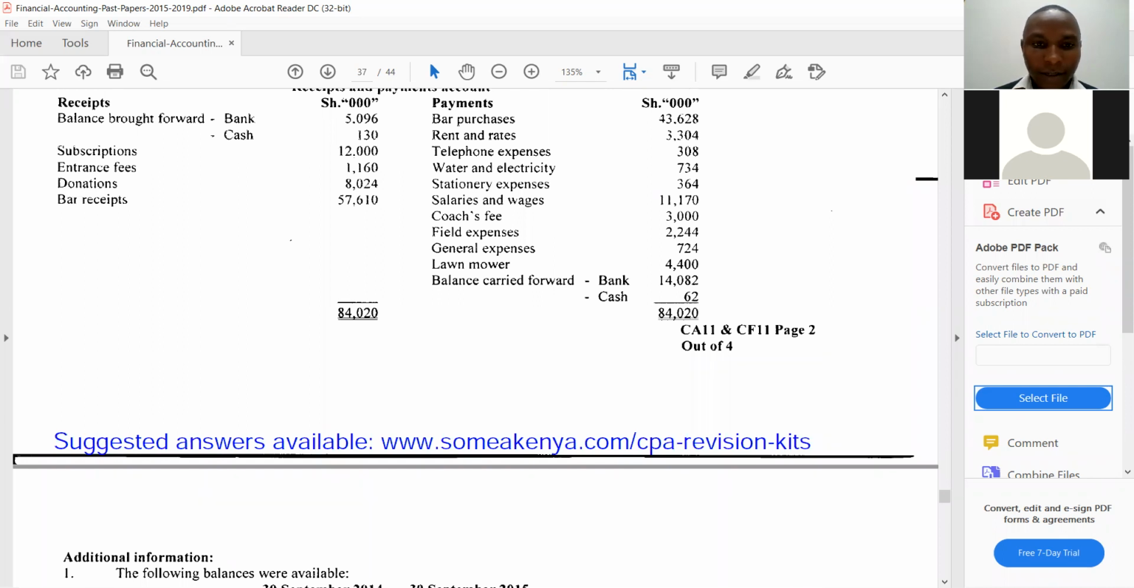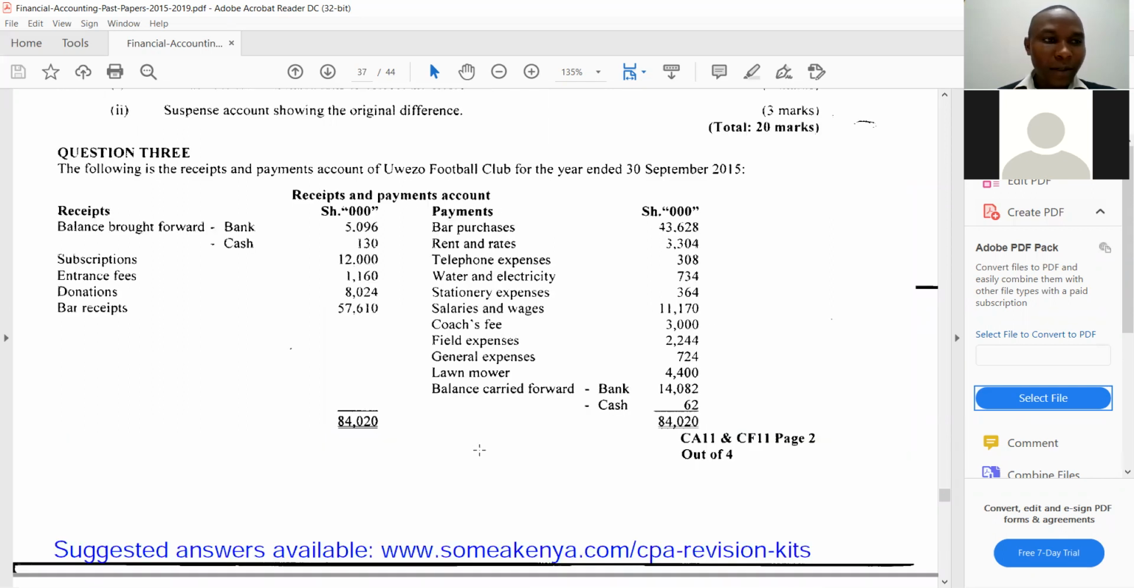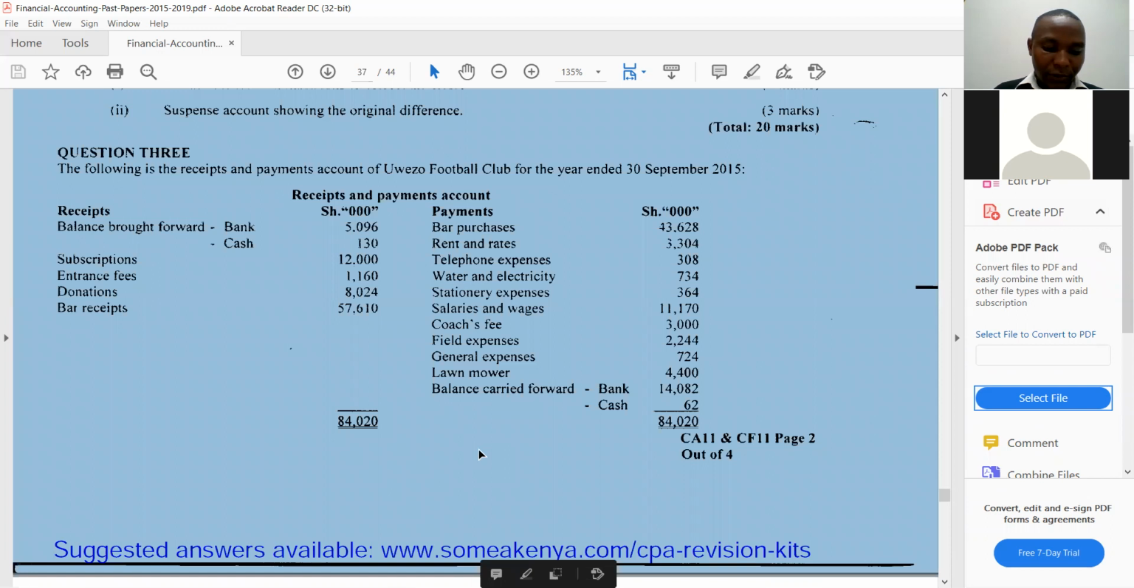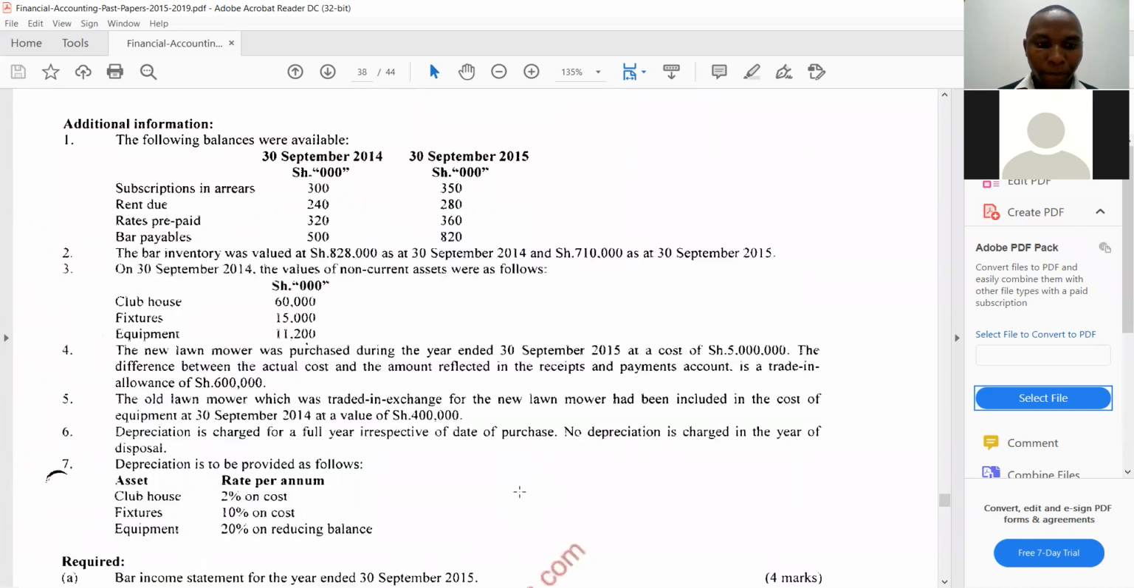Okay, so let me take a snapshot because my past paper goes up to around 2017. Okay. So we can now start opening these books of account.